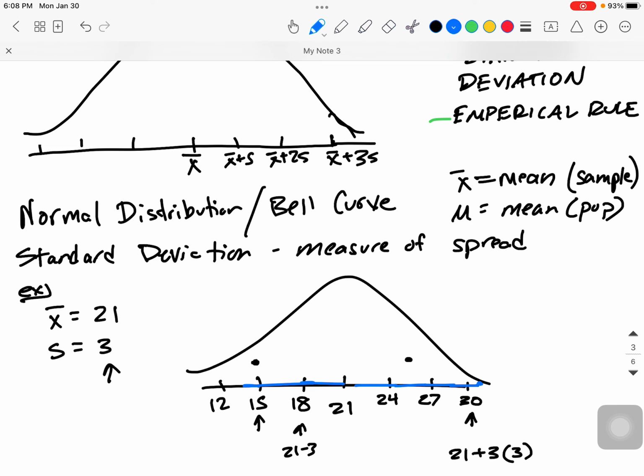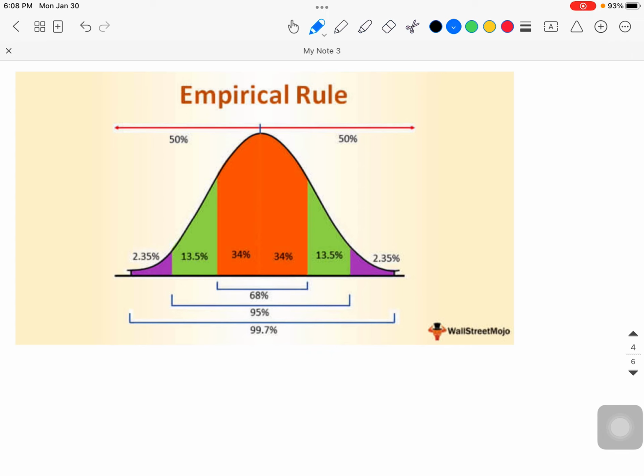Now, I want to be a little more specific with this thing called the empirical rule. A nice little graphic here. The empirical rule is sometimes called the 68, 95, 99.7 rule, if you like numbers. And it is a great resource when you are working with the normal curve.